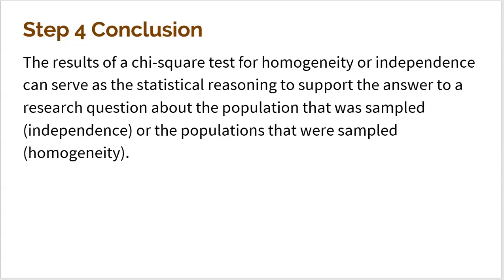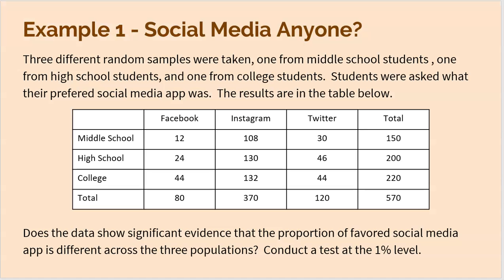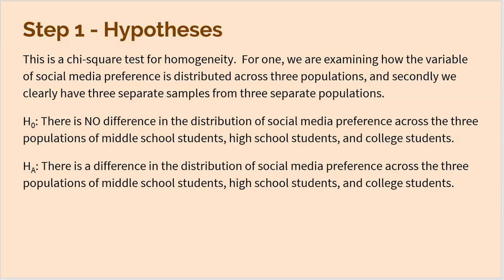All right, let's jump in and look at some examples. So one example that we looked at last video that we started in the setting up section was, is there evidence of a difference in the proportion of favored social media across these different populations, or is it all the same? The numbers might be a little bit different here, but essentially are they the same? So we're going to conduct this at the 1% level. We already went through our hypotheses. The null is that there is no difference, and the alternative is that there is a difference. So make sure you have that good context there.